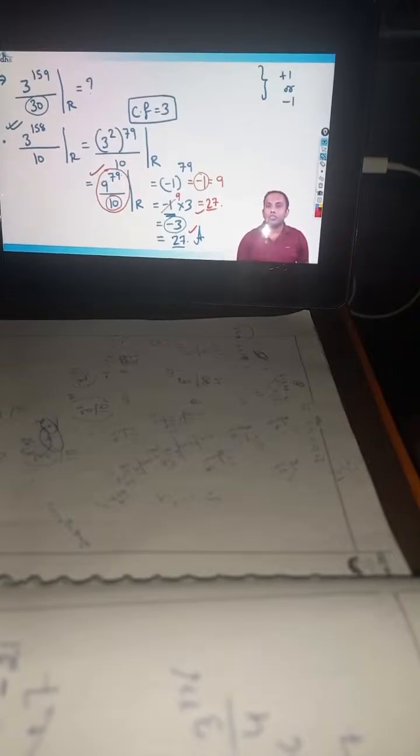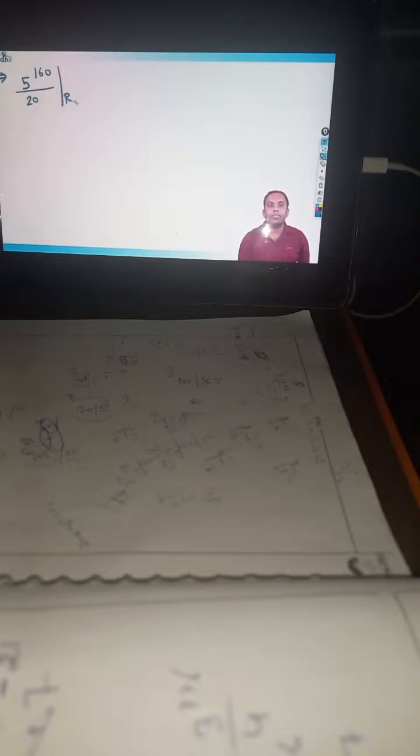So another good concept of cancellation factor we have discussed. One more example we can do, just for practice. 5 raised to 160 divided by 20. What is the remainder? Correct. So again I can see here, in numerator and denominator both are multiples of 5. Just cancel one 5 here. So left with 5 raised to 159 divided by 4 remainder. And always remember that your cancellation factor is 5.